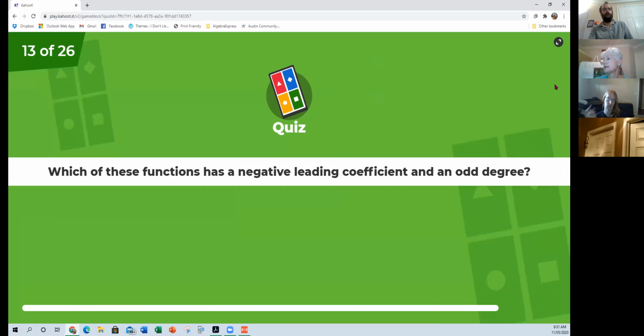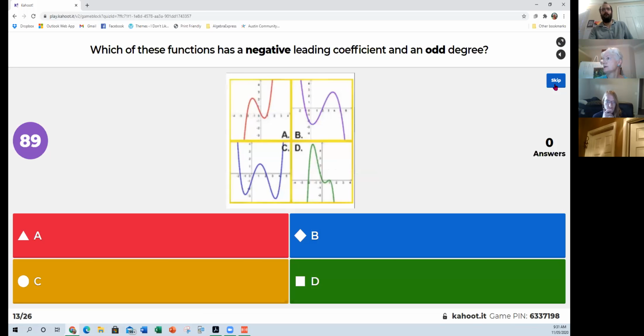Which of these functions has a negative leading coefficient and an odd degree?